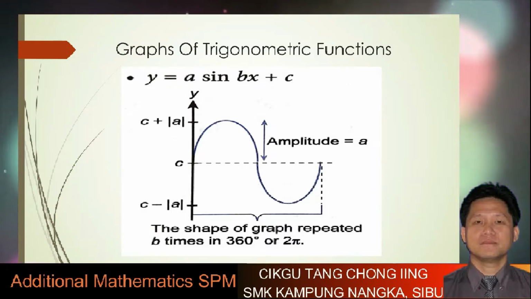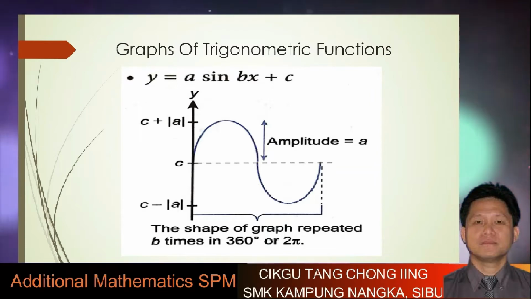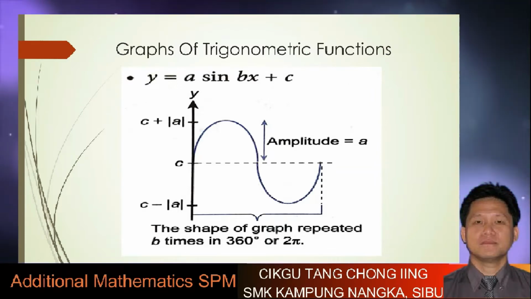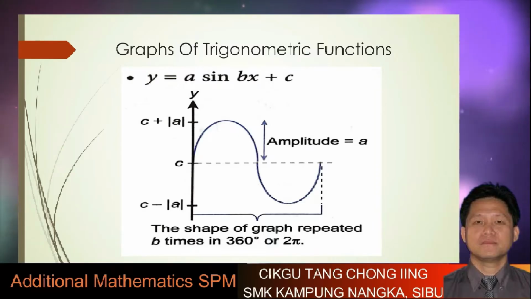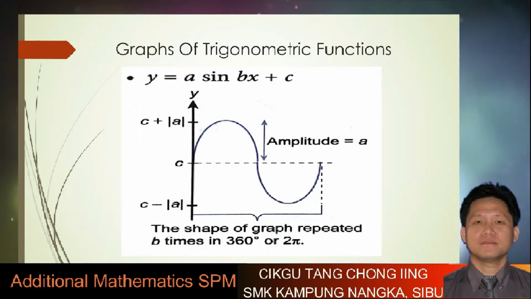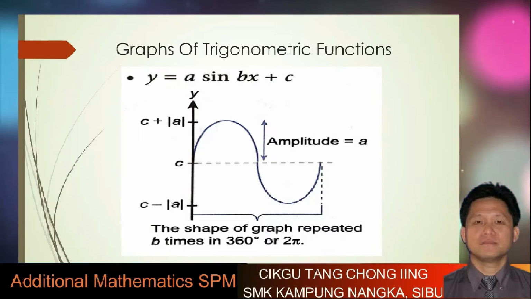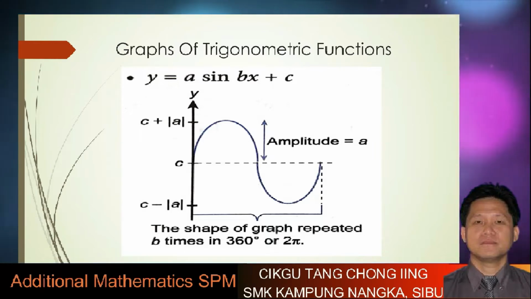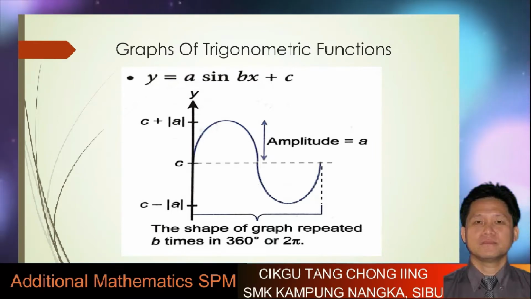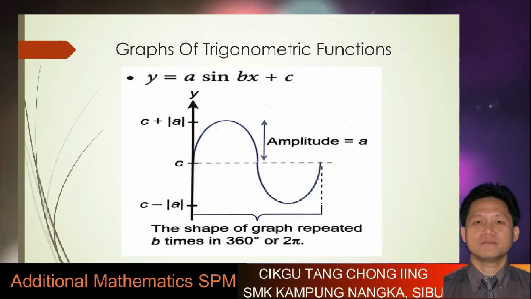When the value of a increases, the amplitude of the graph increases. When the value of a decreases, the amplitude of the graph decreases. Now, when the value of a becomes negative, take for example y equals negative sine x, then the graph is reflected in the x-axis.